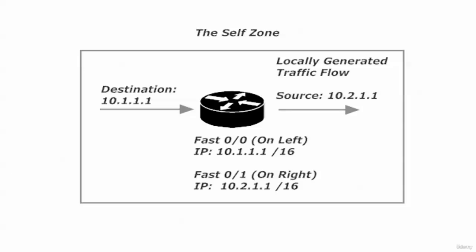So if we're looking at this particular router, 10.1.0.0/16 on the left, 10.2.0.0/16 on the right, if traffic is coming into that router and its destination is 10.1.1.1, well, that's an IP address on the local router, and that is considered to be destined for the self zone. Traffic leaving, in this case 10.2.1.1, it's got that source address. That's locally generated traffic, and that again would belong to the self zone.